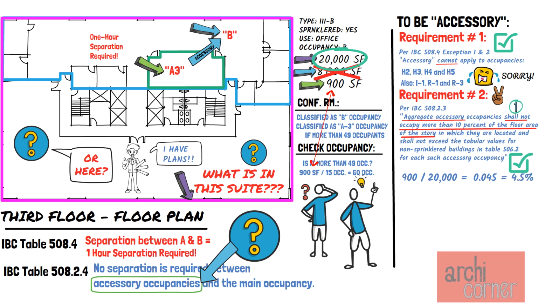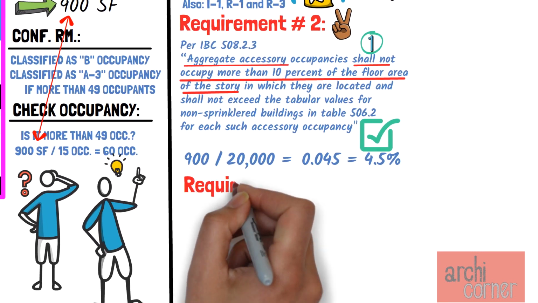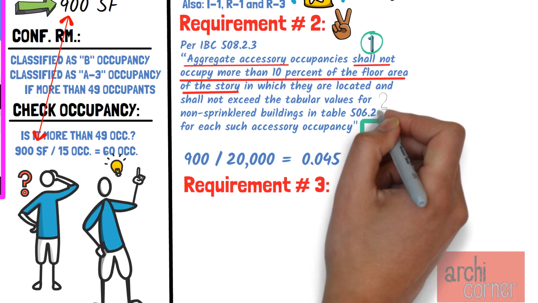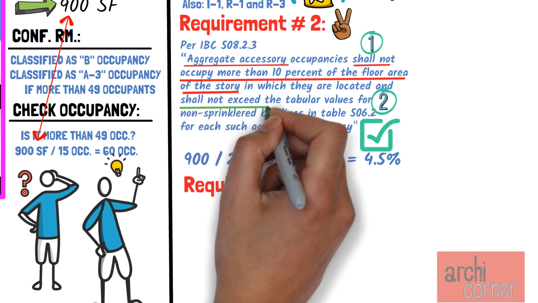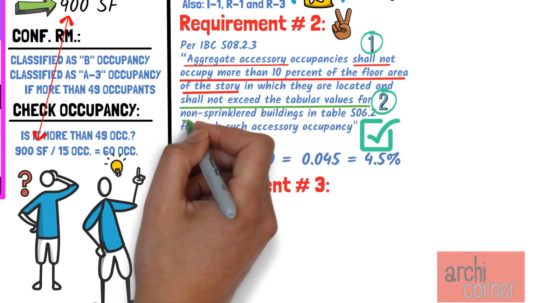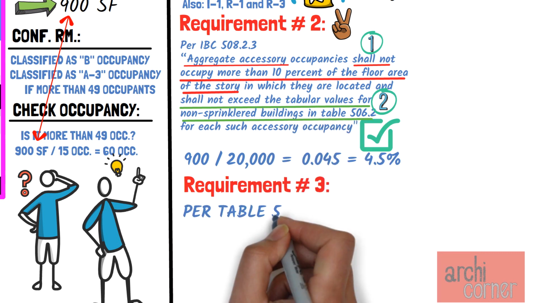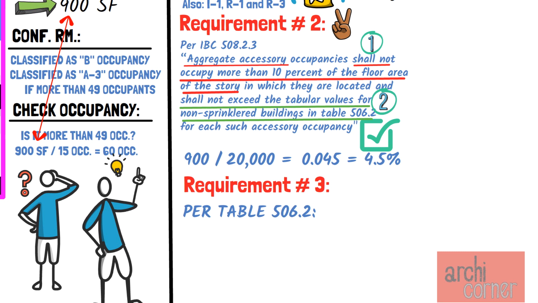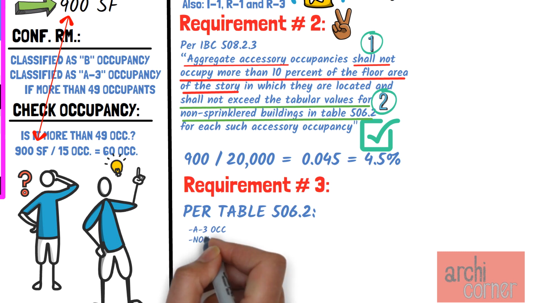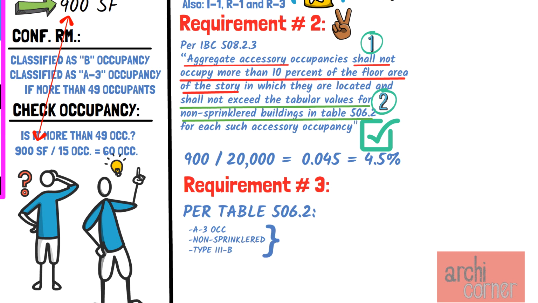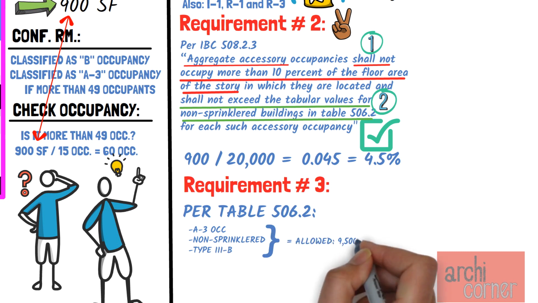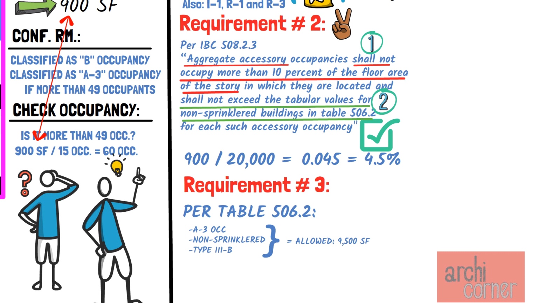The second hurdle, check. So now let's move on to the third requirement. The other item within this same section states that the values must not exceed the values in Table 506.2 for such accessory occupancy. That is easy to do. In looking at that table, we see that an A3 occupancy in a non-sprinklered Type 3B building can have 9,500 square feet. So we do the test again. 900 is less than 9,500 square feet. So we are good. So the last hurdle, check.